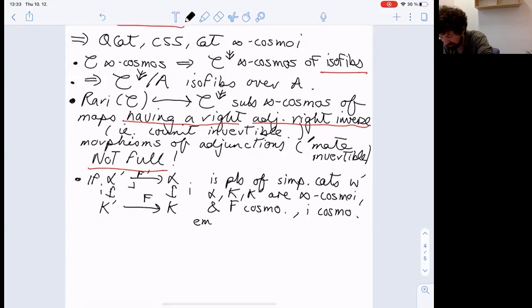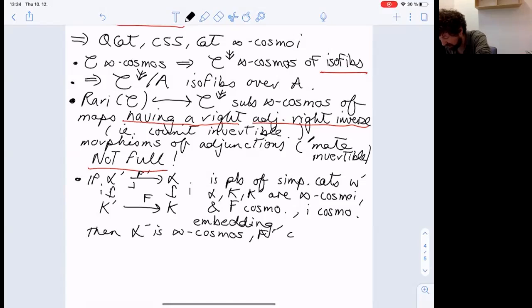So I haven't told you what this is, but it means it's injective in objects, injective in arrows, full in other dimensions, and sort of homotopy replete, so closed under equivalent objects and things. But you don't really need to know. You just need to know that we can construct new infinity cosmoi using certain pullbacks. And moreover, F prime cosmological, and I prime a cosmological embedding.